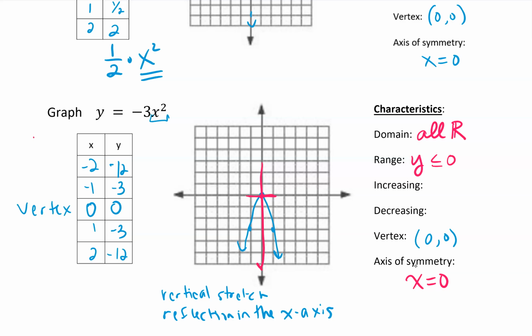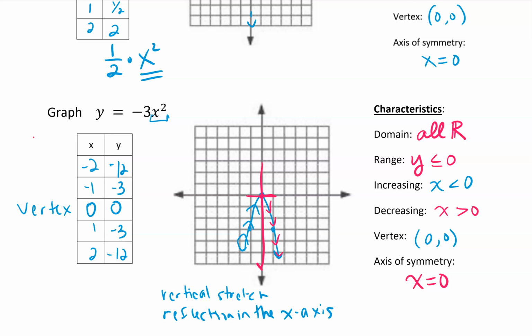Now increasing or decreasing, we know we divide it by the line of the axis of symmetry, and we read from left to right. So for this one, it's increasing on the left-hand side, so that's where x is less than 0, and then it's decreasing on the right-hand side where x is greater than 0.